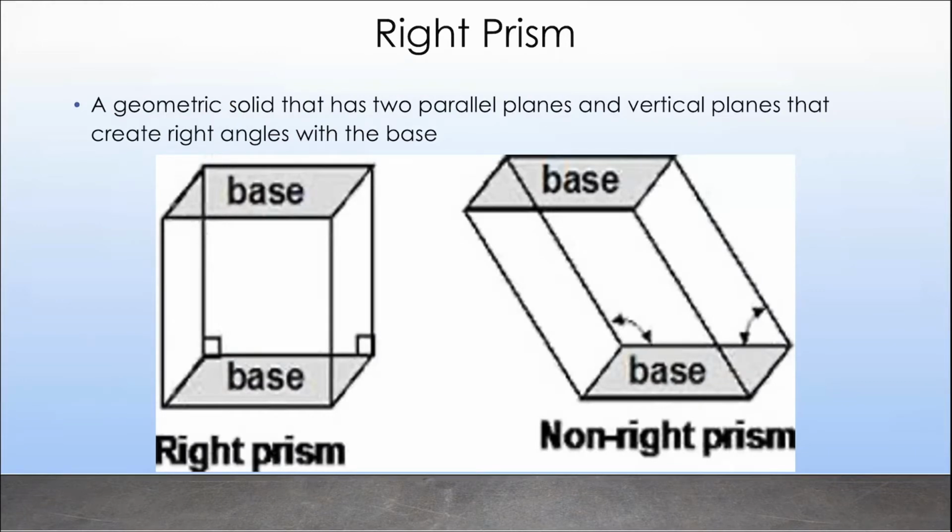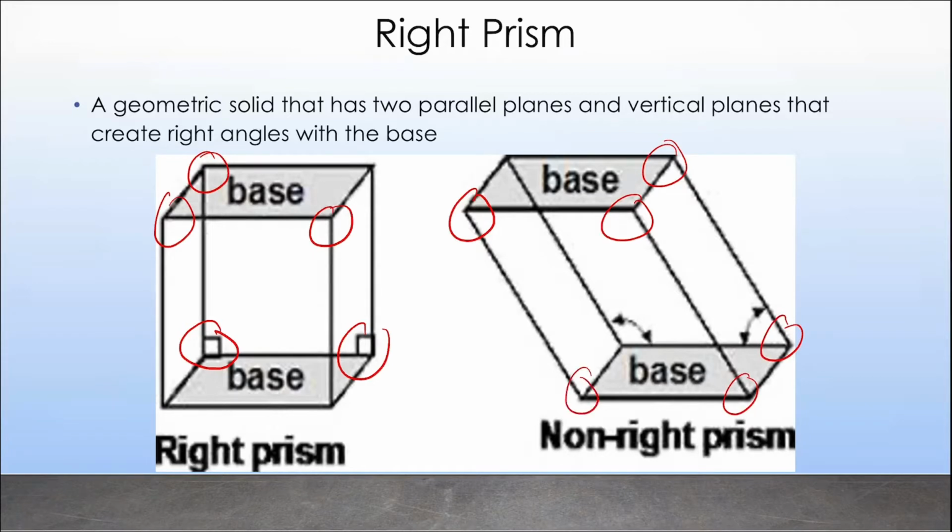Okay, a right prism is a geometric solid that has two parallel planes and vertical planes that create right angles. So we're looking right here at all of these right angles. That makes it a right prism. If you notice the image on the right, if we look at our angles, they're not going to be that 90 degrees. So we just call that a non-right prism.